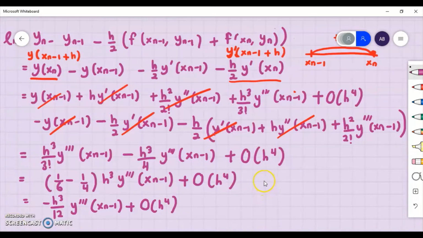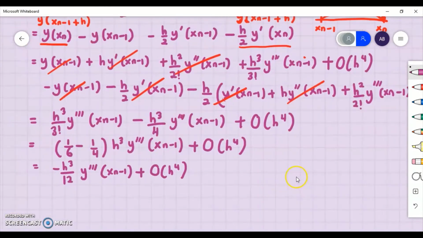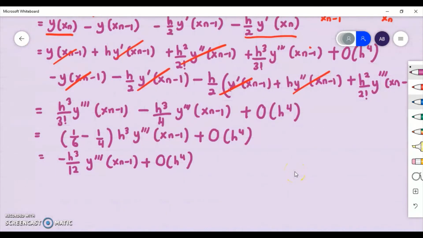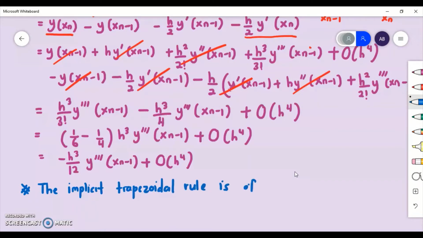But what we can say here, the conclusion, is that the implicit trapezoidal rule is of order 2. Okay, why is it order 2? You can say that the highest power of h is 3, so it will be 3 minus 1, which is order 2. Okay, this is how you use the Taylor series expansion for the RK method.